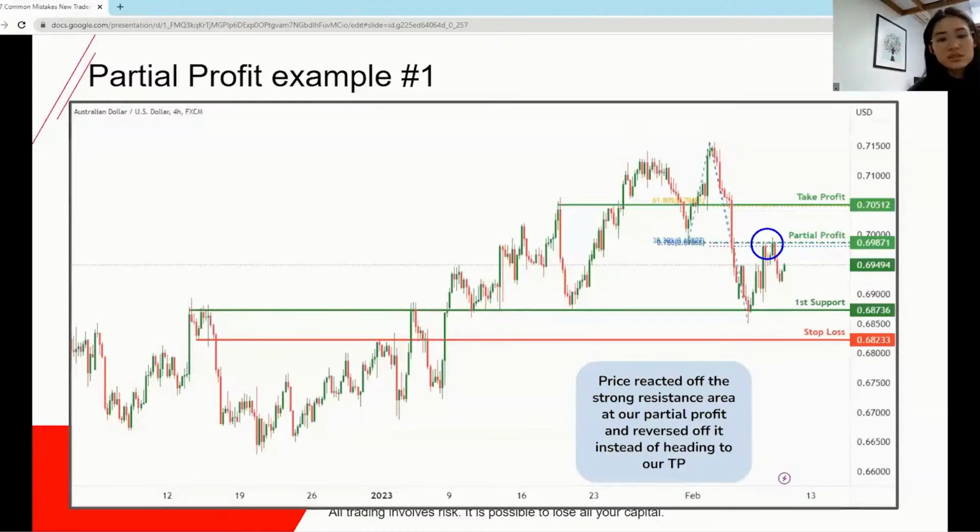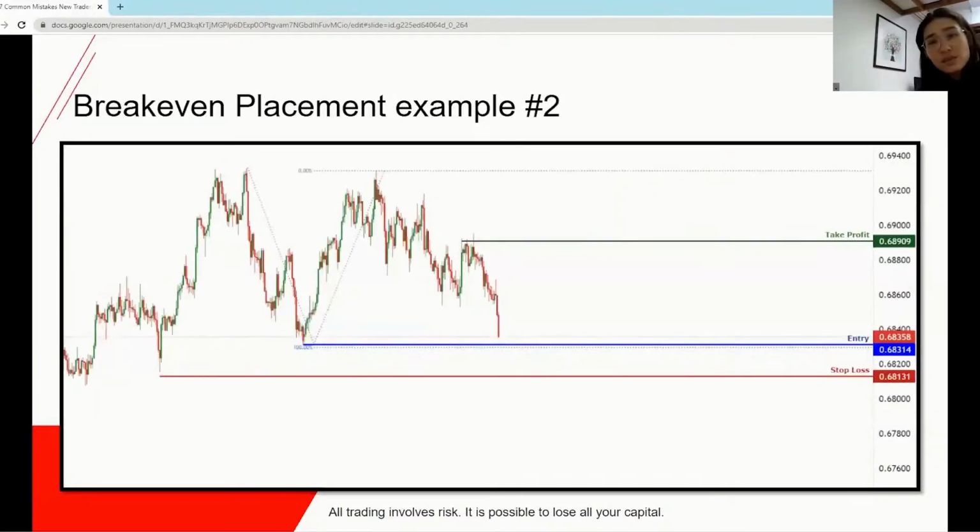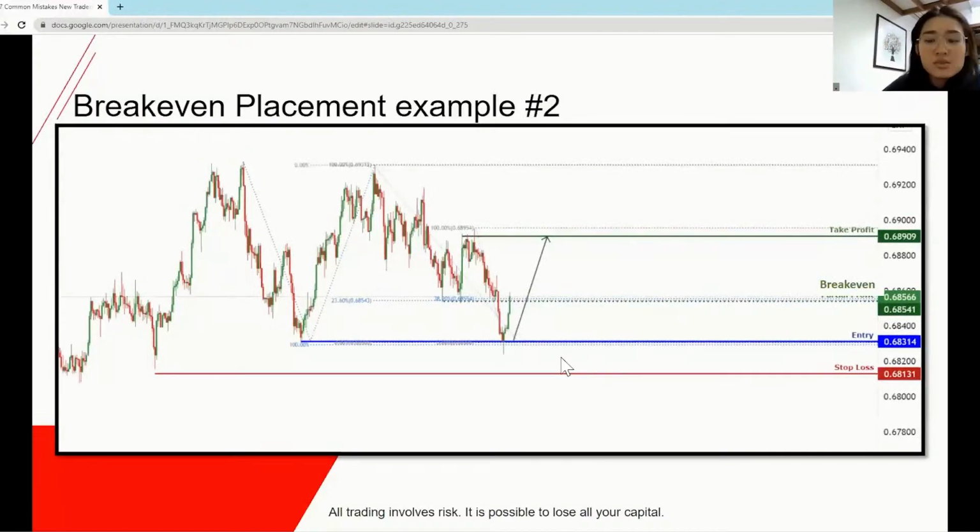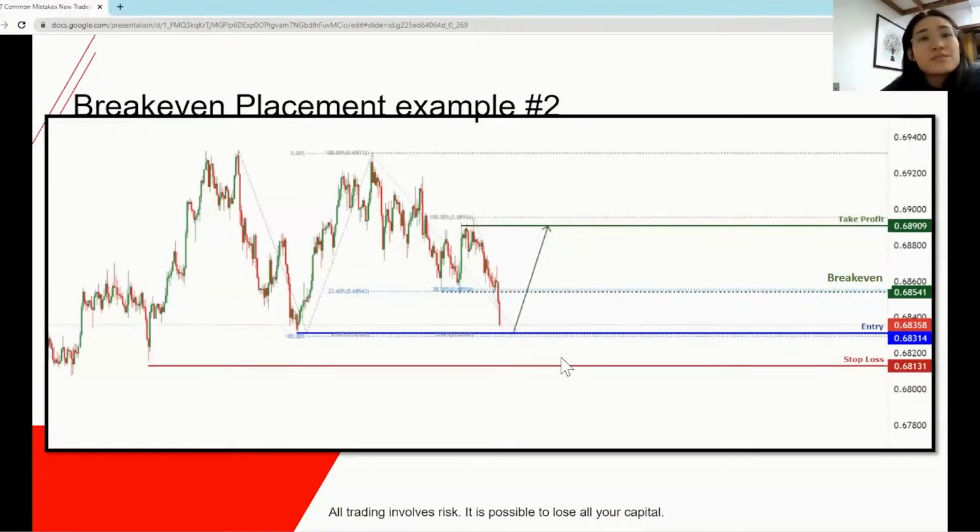Okay, here's another example. Our entry is here. We're expecting price to hit towards our take profit. Here's our break even.